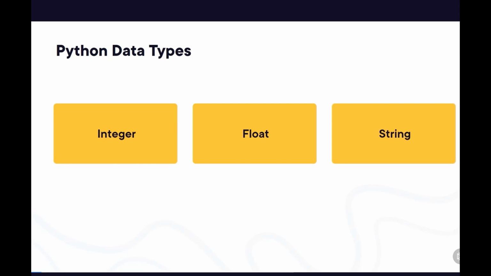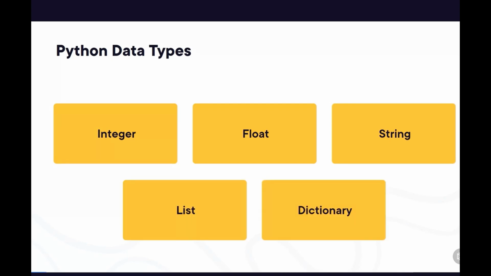Python supports a lot of basic data types. You can store numbers like integers and floats, strings for text, and you can group multiple values in lists and dictionaries. As I mentioned in the prerequisite section, you should be familiar with all of these types of values.